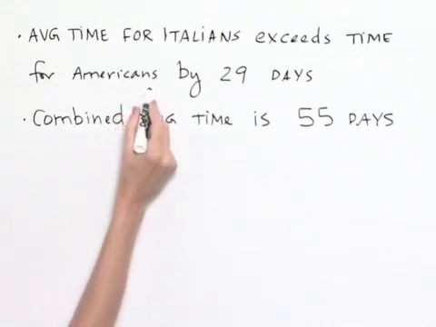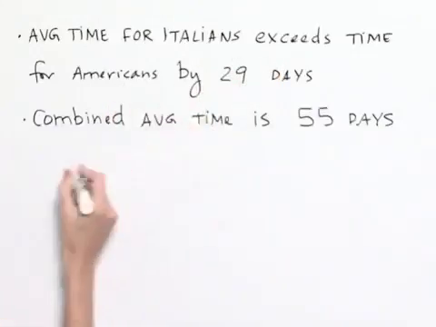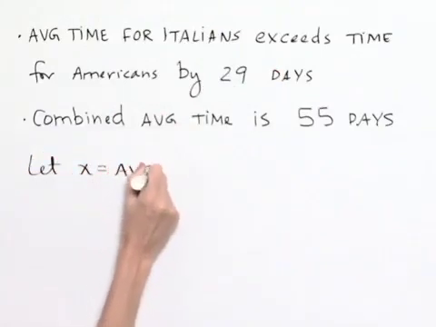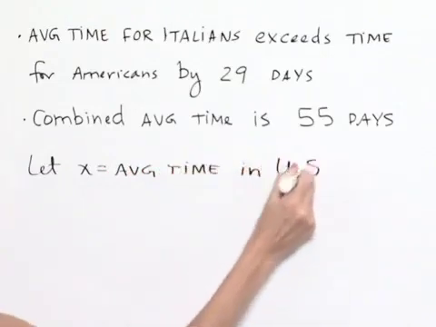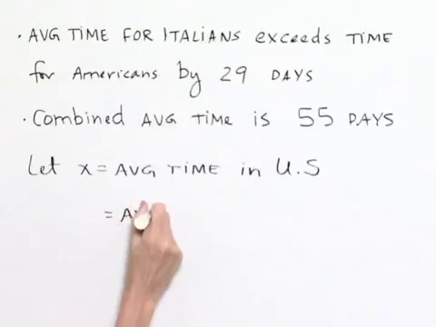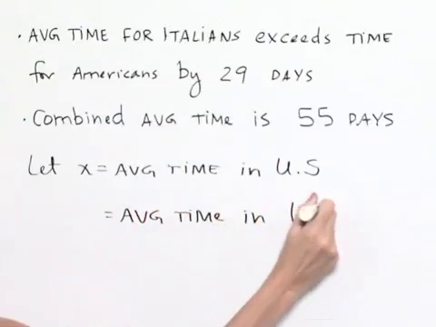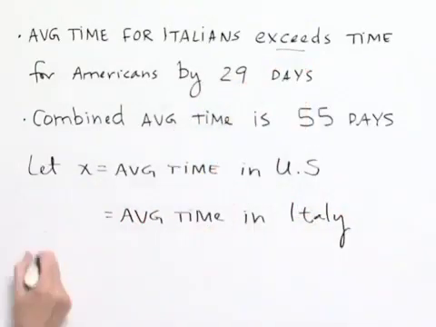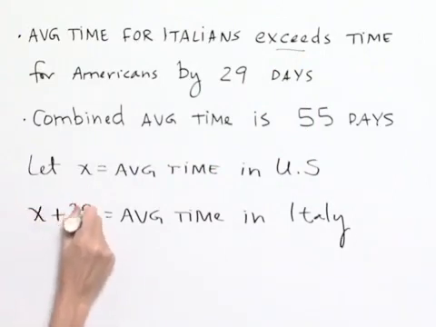Since we're given that the average time for Italians exceeds the average time for Americans by 29 days, if we let our value of x equal the average time in the US, then we're going to be able to represent the average time in Italy by using this relationship. Since the average time exceeds, that means it's going to be more. So we're going to take our average time in the US, x, and we're going to add the value of 29 to it to give us our average time in Italy.